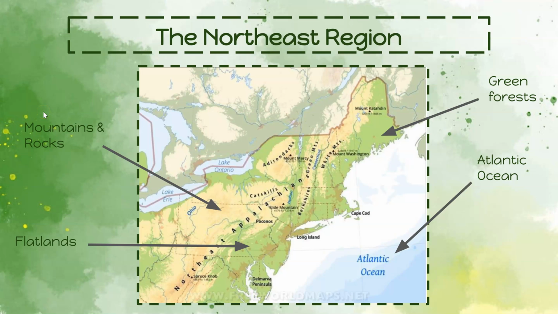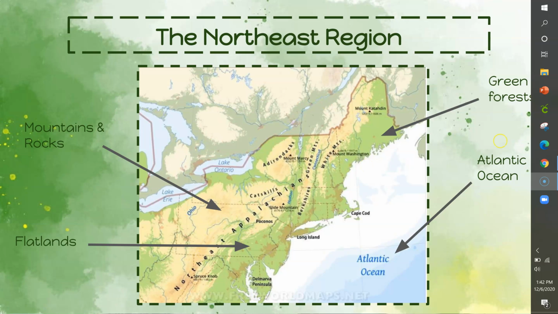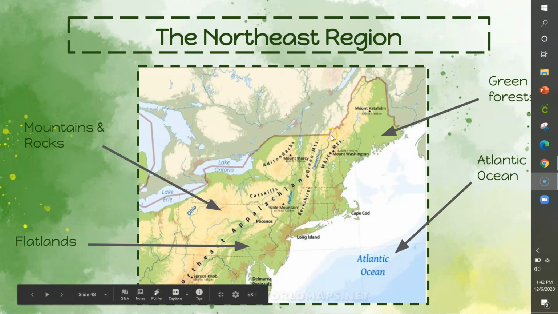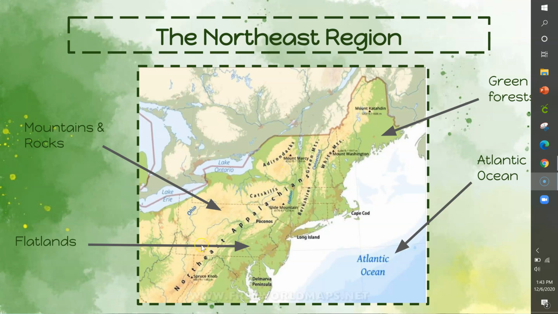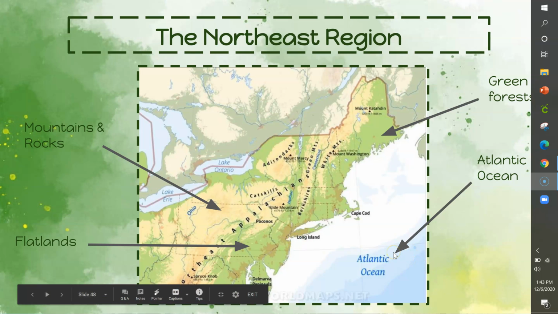For the Northeast region, there are many different resources available, and they vary across the whole region based on the land type. This map here shows the various different land types found in the Northeast region. We see that in Maine, there's many green forests. We see the Appalachian Mountains running through the Northeast region, so there's a lot of mountains and rocks. We also see some flatlands. And of course, there's a lot of coastlines or shorelines in the Northeast region, as the Atlantic Ocean is basically our neighbor.